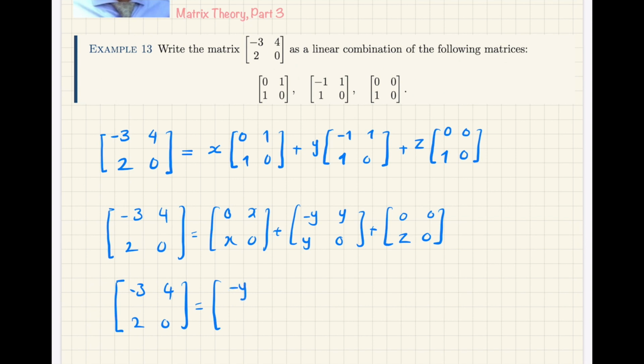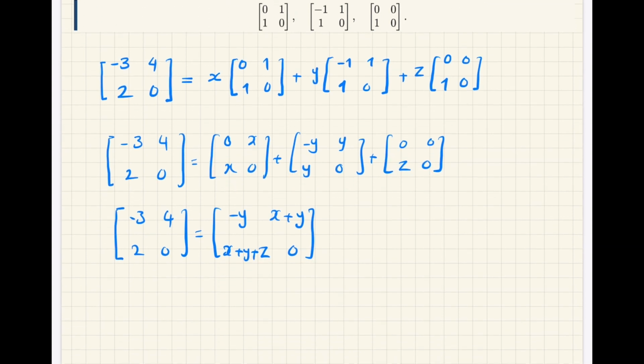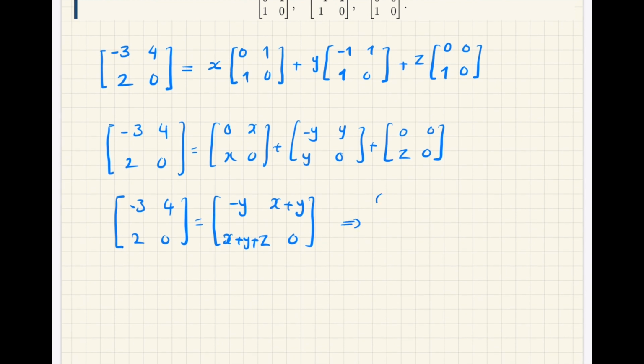So it becomes minus y component wise, x plus y plus z, and 0. Am I right? So 0 minus y and 0 is minus y. X plus y plus 0 is x plus y. X plus y plus z is this, and 0 plus 0 plus 0 is this. And then this means that if this is going to match, then minus 3 should be equal to minus y, 4 should be equal to x plus y, 2 should be equal to x plus y plus z, and of course 0 is equal to 0 is trivial.